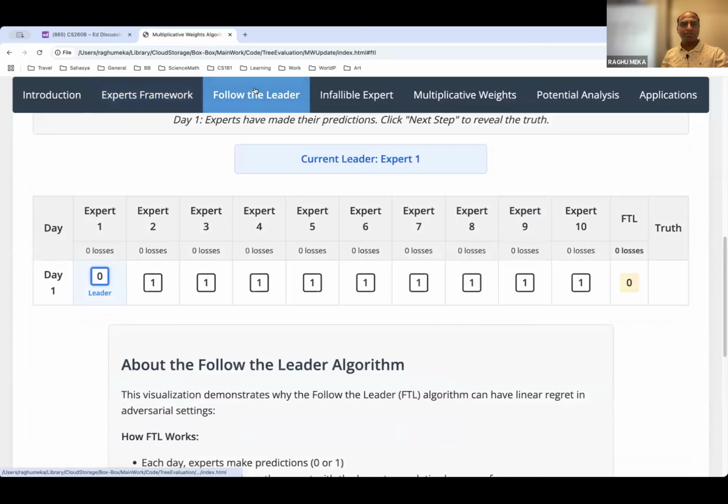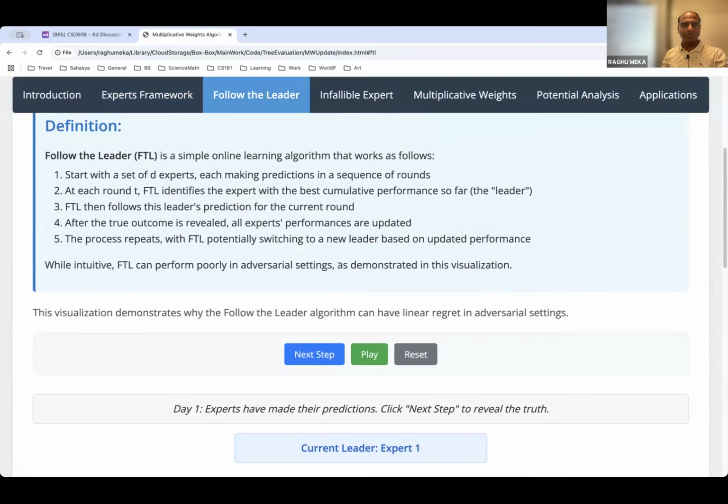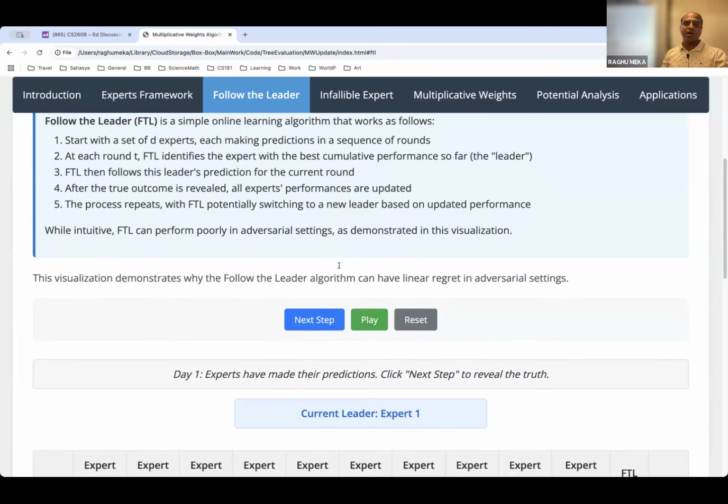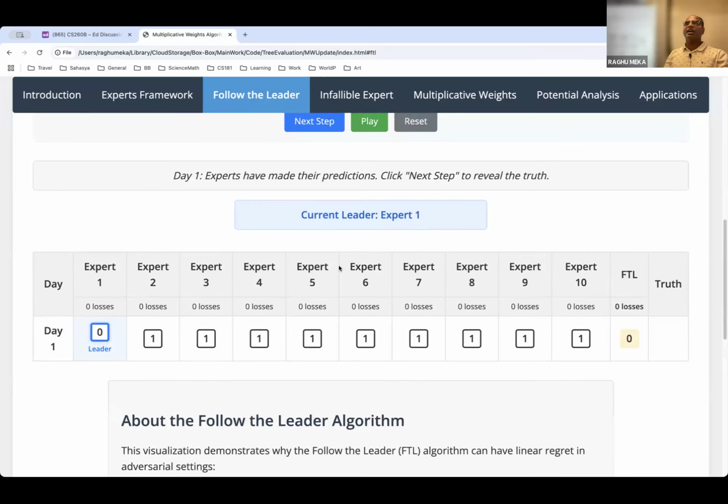And now let's look at follow the leader. What happens? Each round, we identify the expert who has the least amount of losses so far, and you just follow that person. And the problem here, as was pointed out, is that basically the moment we decide to follow an expert, that's the moment that person makes a mistake. Right? Because we're not assuming anything about the consistency of the experts. We have to figure it out on our own.